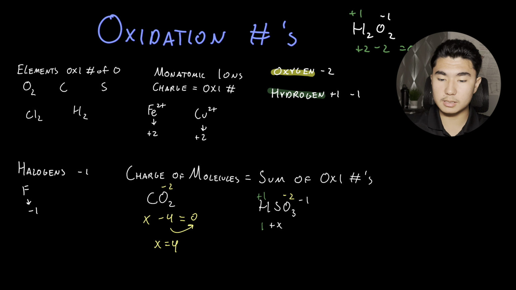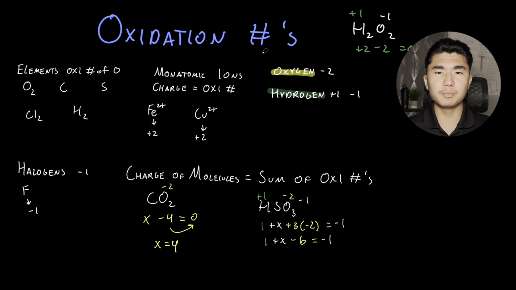And we still have our 1 plus X over here. So all we have to do, we could either go through basic math and solve this, or we could just ask ourselves, 1 plus what minus 6 equals -1, and this should be quick math. So we obviously know 5 minus 6 equals -1, so our answer, X, is going to be 4. So our oxidation number for sulfur is going to be +4. The reason why is because we have that oxidation number of 4, so 1 plus 4 is 5.